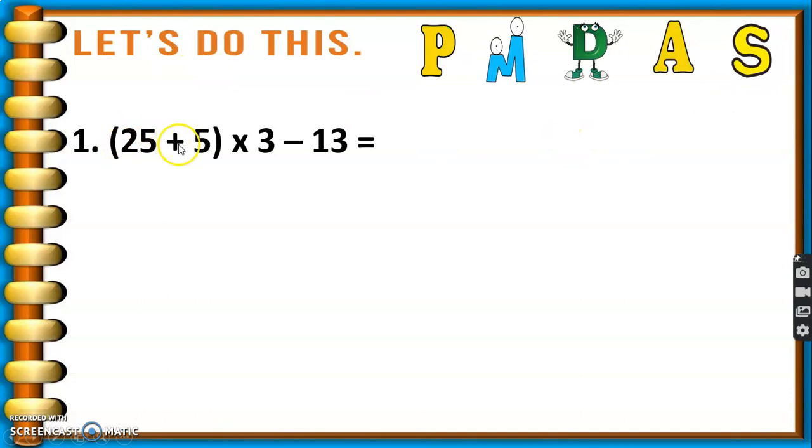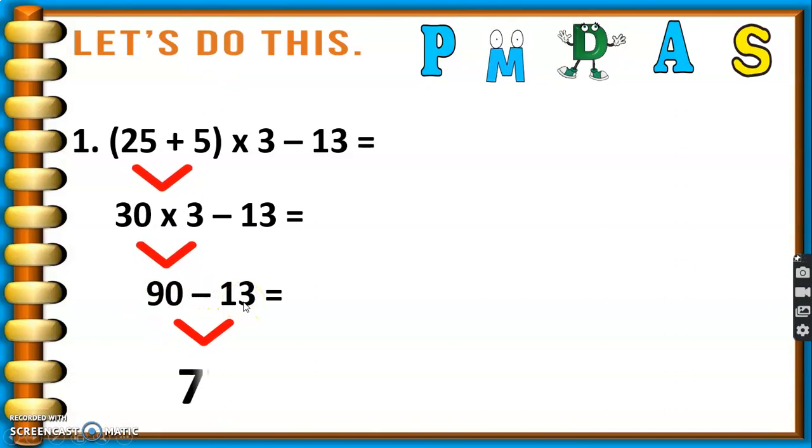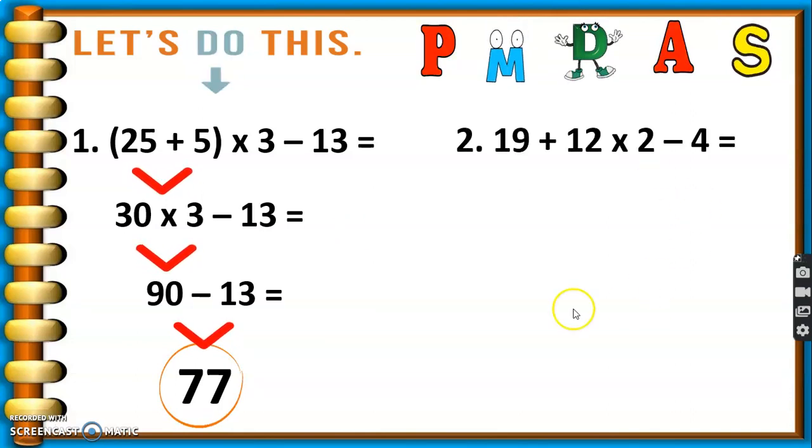Number one, we have 25 plus 5, in parentheses, times 3 minus 13. P stands for parentheses, so this is the first one: 25 plus 5 is equal to 30. Then let's proceed to M, multiplication: 30 times 3 is equal to 90, correct? Then S, subtraction: 90 minus 13 is equal to 77. Therefore, number 1 is 77.